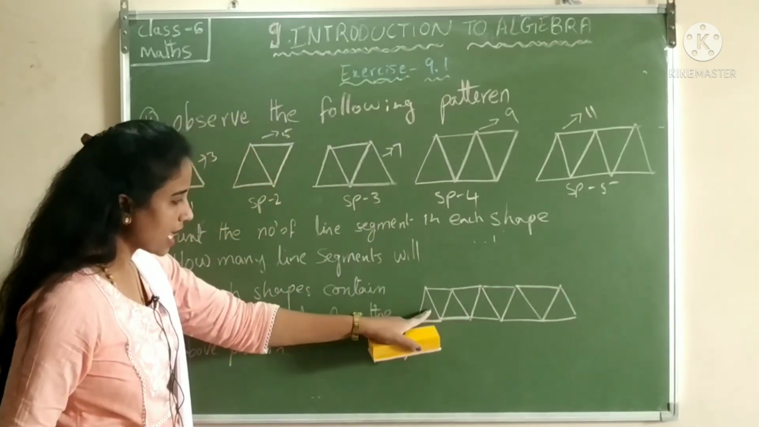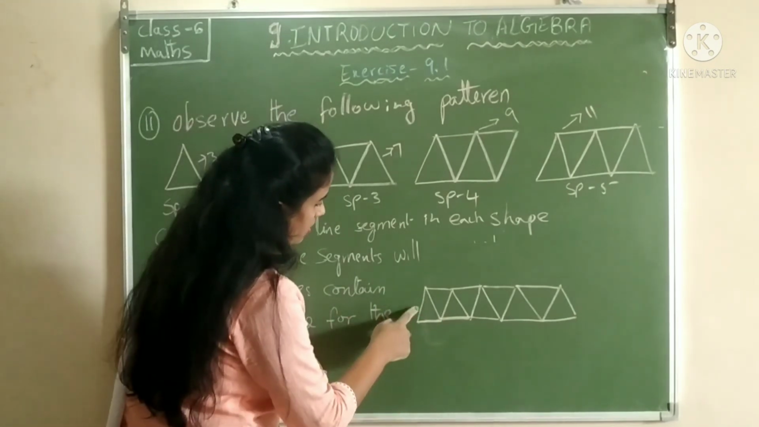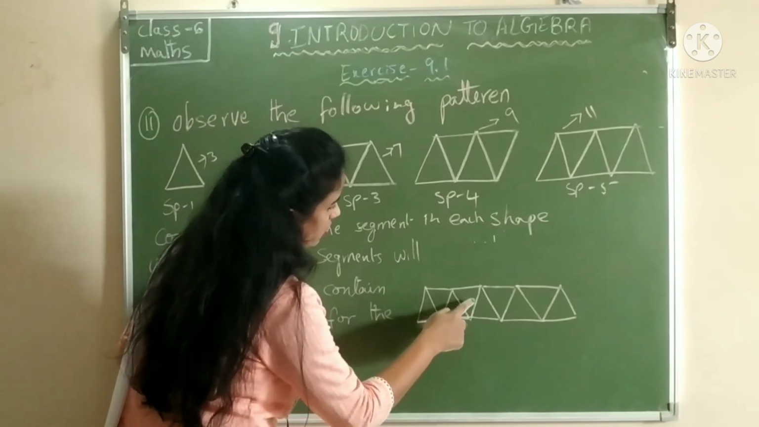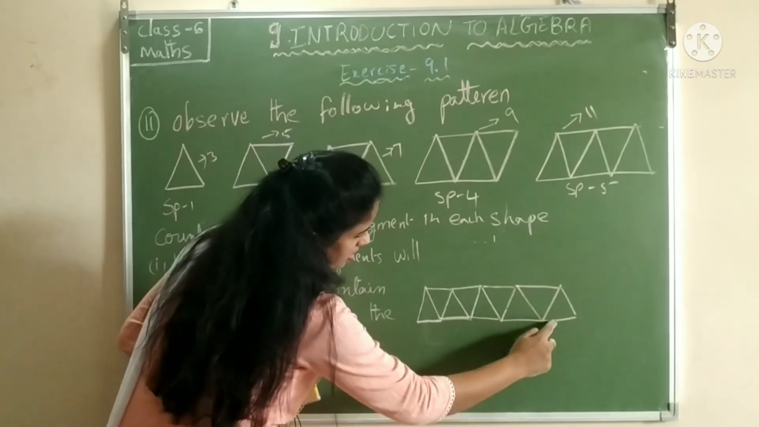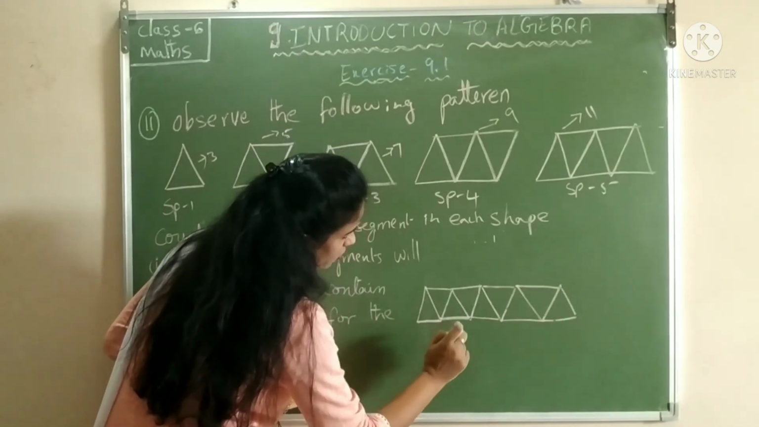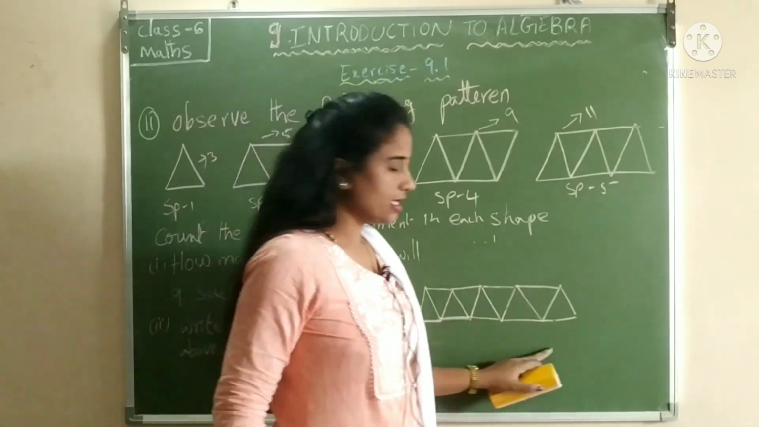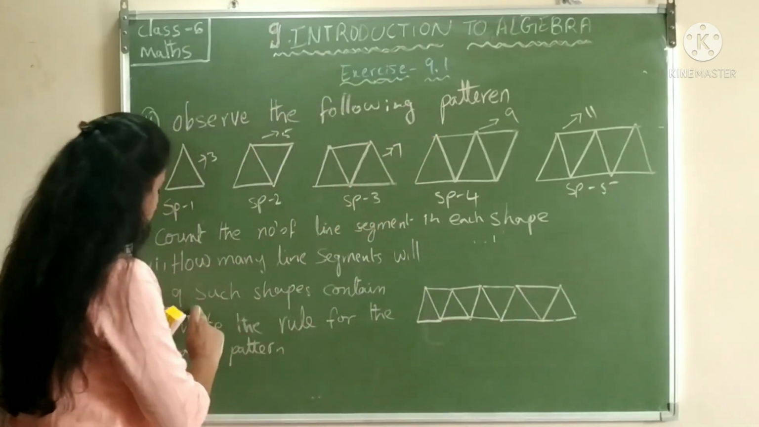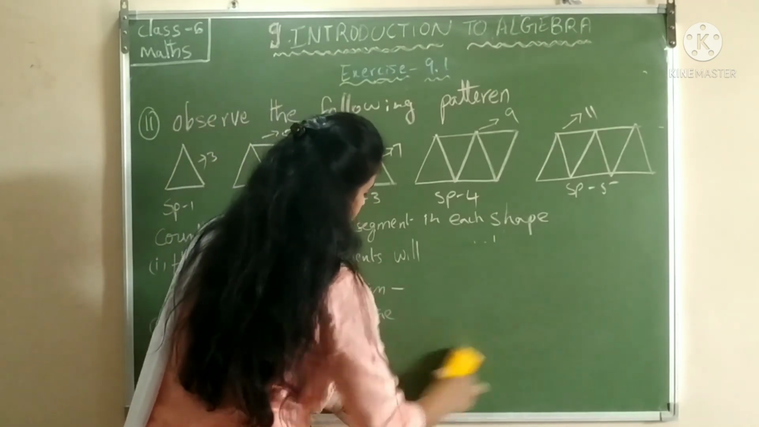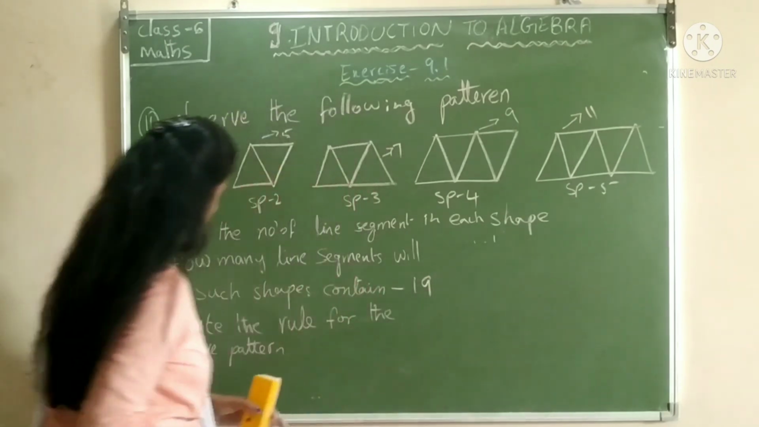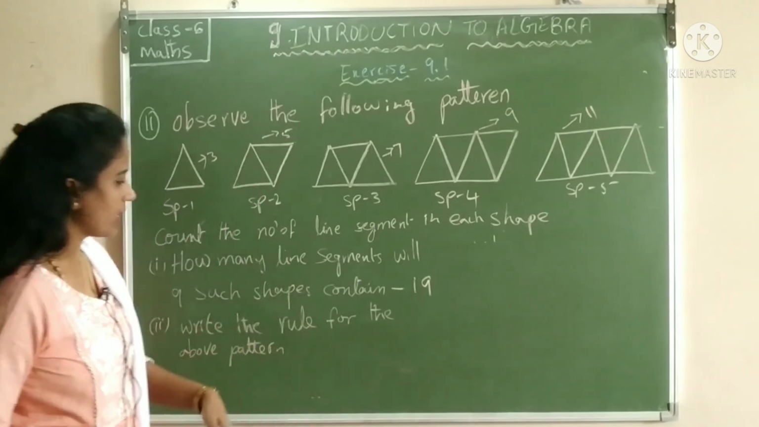Okay. Now how many line segments need for 9 shapes? See, count. 1, 2, 3, 4, 5, 6, 7, 8, 9, 10. Okay. 11, 12, 13, 14, 15, 16, 17, 18, 19. 19 line segments required for 9 shapes. Okay. So 19. Right here 19. And write the rule for the above pattern. What is the rule for above pattern?